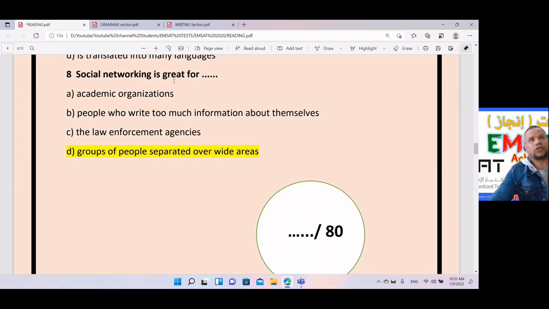So social networking is great for what? For academic organizations? Not only for academic, the passage is talking about academic and medical and companies and so on. Or people who write too much information about themselves? No. Or law enforcement agencies? No. Or groups of people separated over wide areas? Yes. Look at the adjective here, great, not only good. Good answers can all be right, but when I say great, it means better than or the best for. It's great for groups of people communicating together at a low cost over wide areas. So social networking is the best solution for them to contact and communicate.